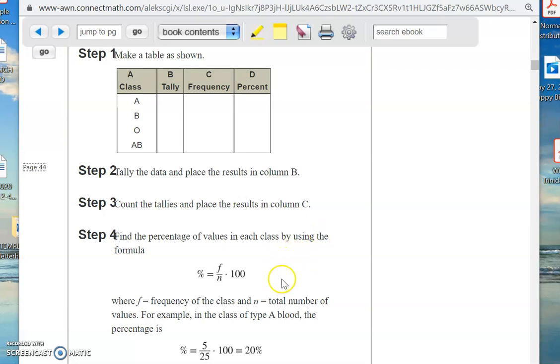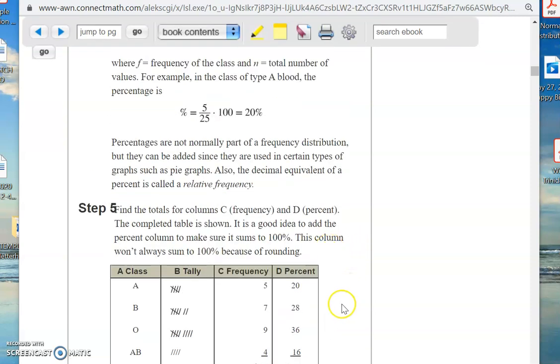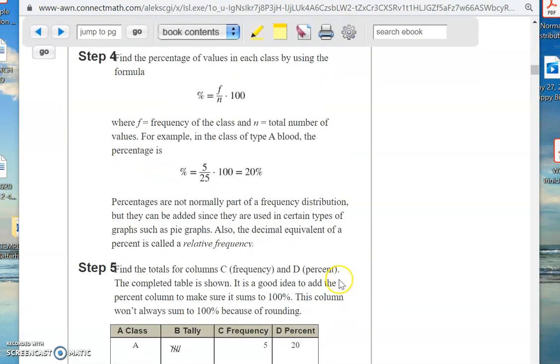I hope it does. For example, right here, 5 out of the 25. So there's the frequency of 5, that's your F, frequency is F. The total number, n, is 25. So 5 over 25 is 1/5. 1/5 can be written in decimal form as 0.20. We don't want to write it as 0.20, we want to write it as a percent. So to convert it to a percent, we multiply by 100, and that gives us 20%.